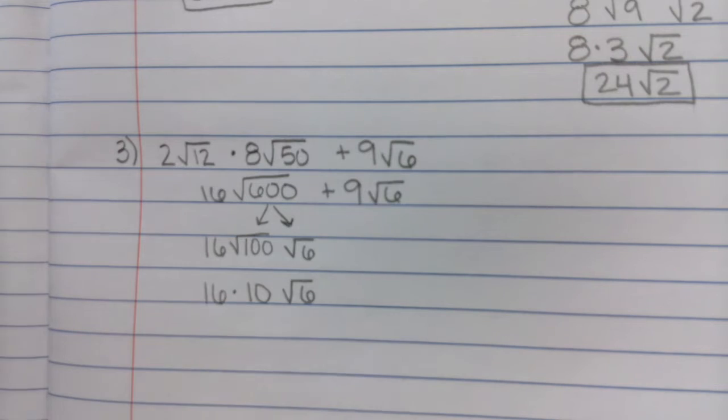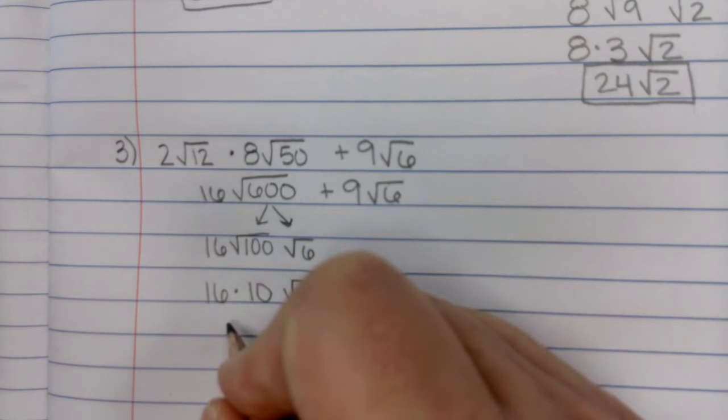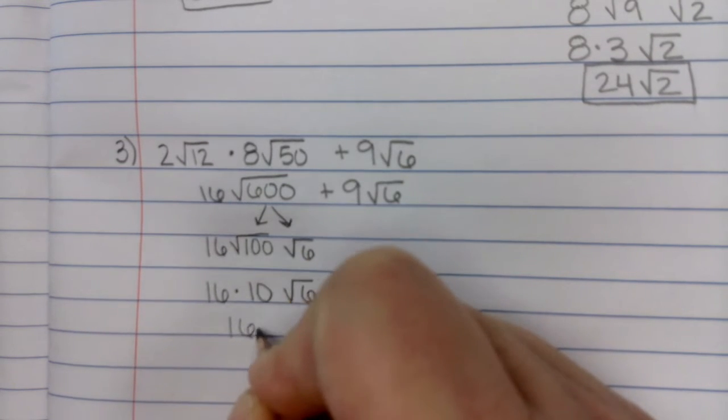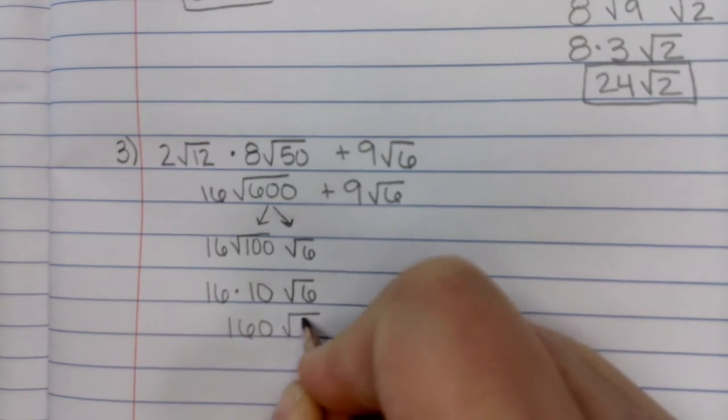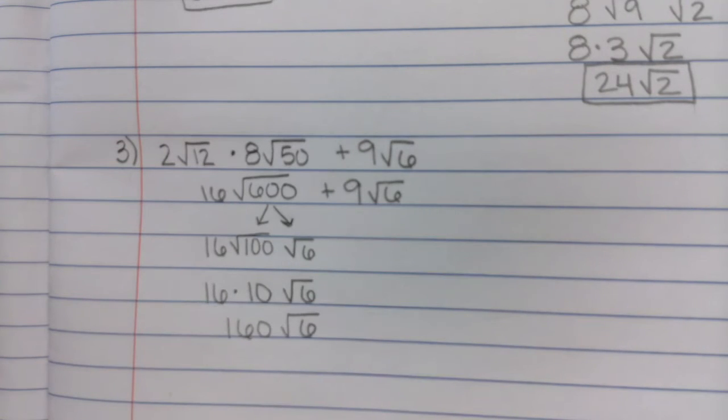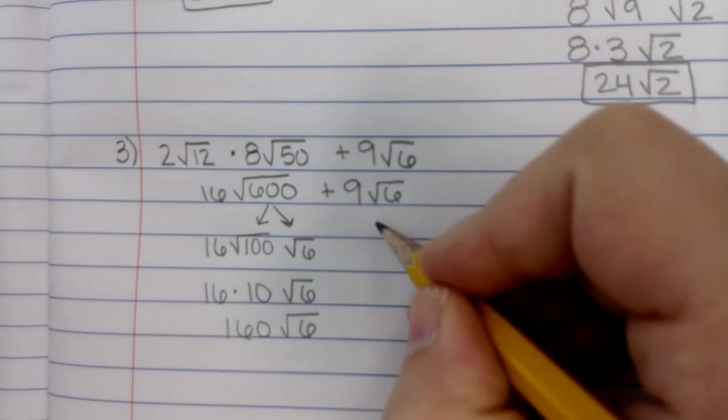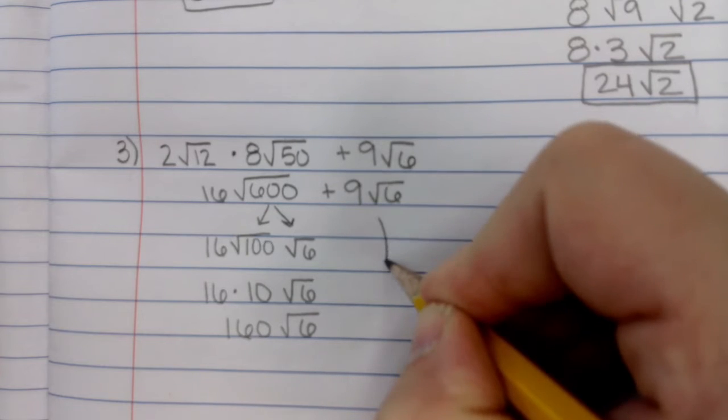And then we're going to drop down this 9 square root of 6, because that was still attached at some point where we had that adding. Now what do you notice about those square roots, those terms? They're the same. 160 square roots of 6, and I add 9 more square roots of 6. How many square roots of 6 would that be altogether? Yeah, 169 square roots of 6.